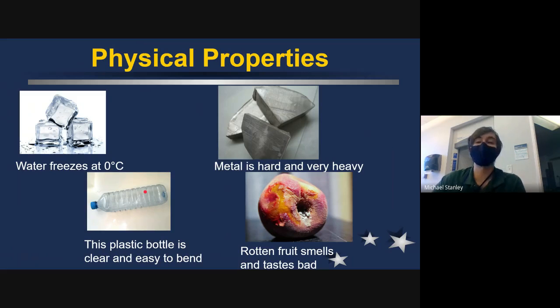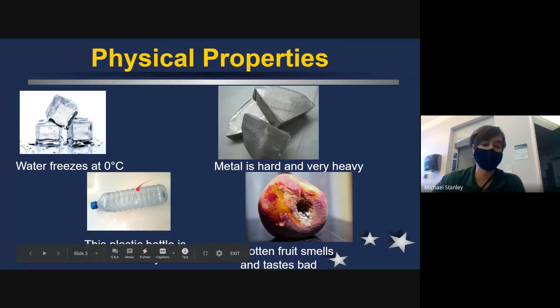Also, the plastic is very thin. It's very weak. You could squish it. You could crunch it down. You could make it bigger. So the fact that you could easily break and bend it is also a physical property, right? That's something you can observe by feeling and touching the plastic, is how thin it is.